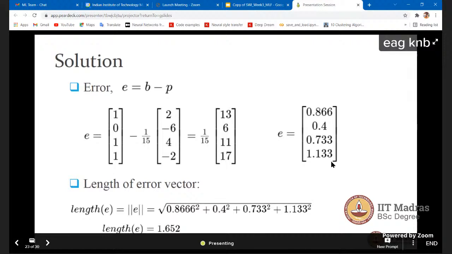So now you have achieved our error vector. The length of this error vector is simply the square root of the sum of the squares of the individual elements. So the norm of E is equal to the square root of 0.866 square plus 0.4 square plus 0.733 square plus 1.133 square, which is equivalent to 1.652. So that is the error you get while projecting this B vector onto this A vector.